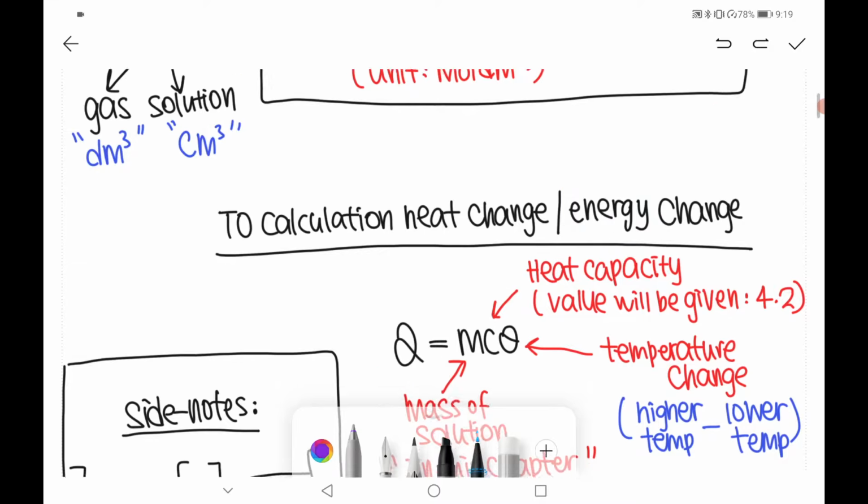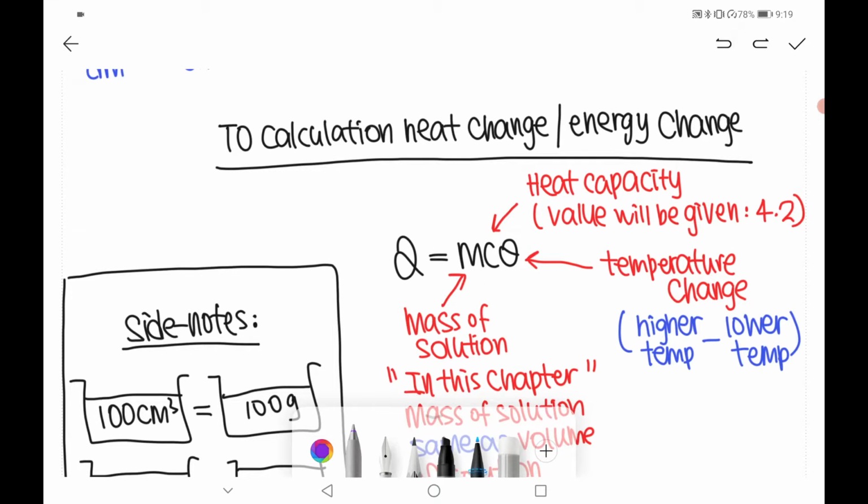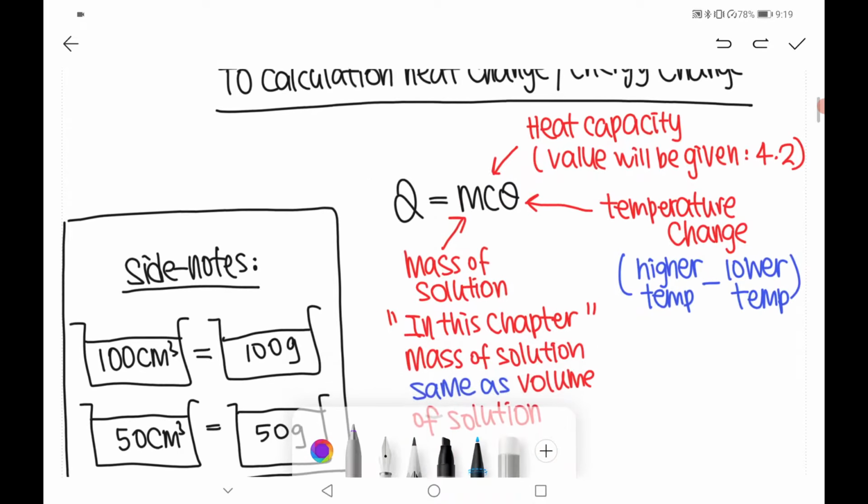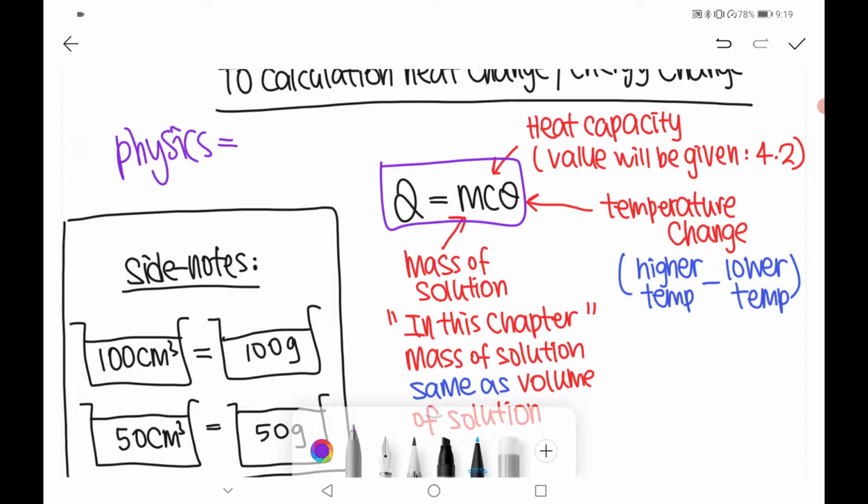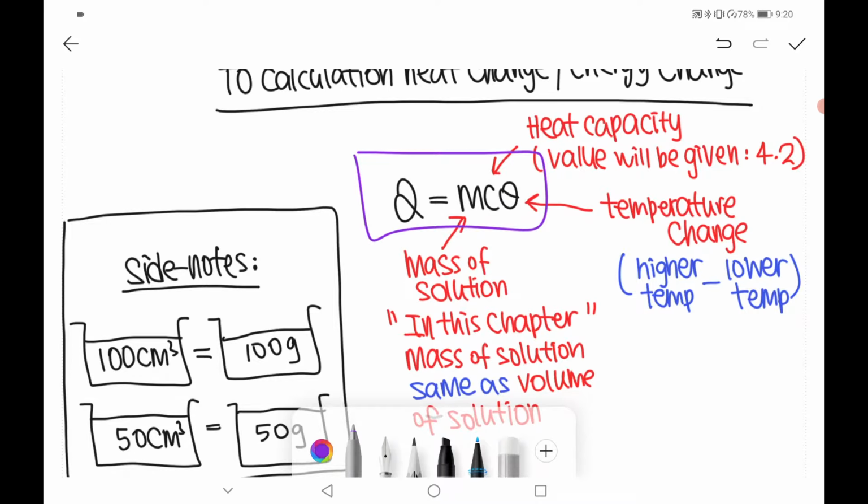Q, the formula is mcθ. M stands for mass. Like what I said, this formula also appears in physics, but in physics it is much more complicated. In chemistry, this formula is very, very straightforward. We learn about Q equal to mcθ in both physics and chemistry.